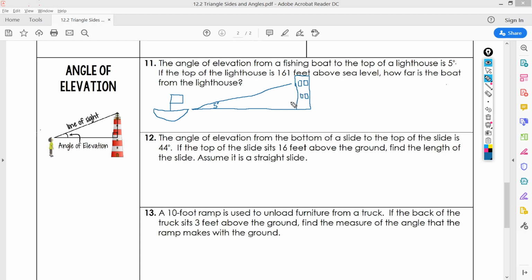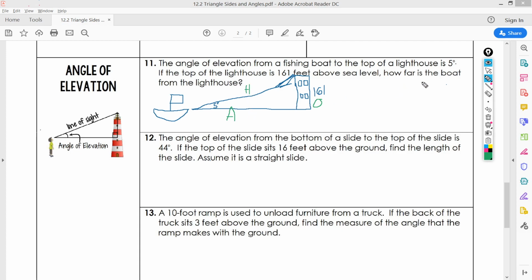It does today. Okay. The top of the lighthouse is 161 feet above sea level. It's going to the top of the lighthouse. So this is 161 feet. How far is the boat from the lighthouse? Well, this is my angle of consideration. So that means this is O, my opposite side. This is my adjacent side, and this is my hypotenuse.